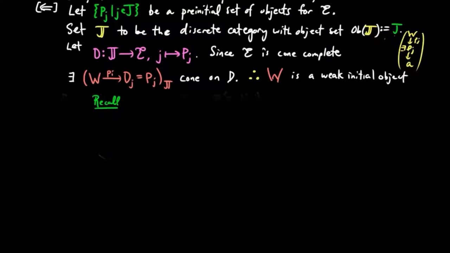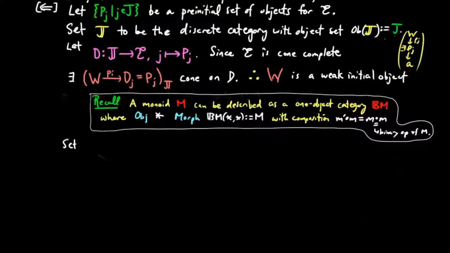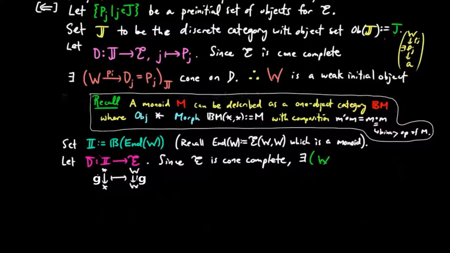For the next part of the proof, we need to recall that a monoid M can be described as a one-object category BM, where the single object is denoted by an asterisk, and the homset on this object is defined to be the underlying set of M, with composition being defined by the monoid binary operation. We then set I to be the one object category B of the endomorphism monoid of W. And we set D bar to be the obvious diagram from I to E, which sends an I arrow G to the corresponding endomorphism G. Then since E is cone complete, there exists a cone FJ on D bar. But this is just an E morphism F from W bar to W since I has only one object.